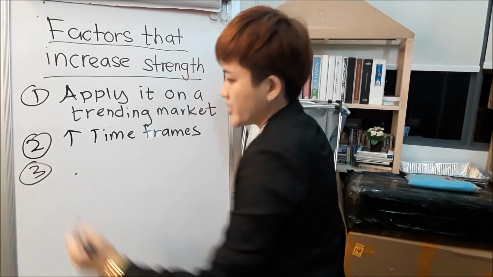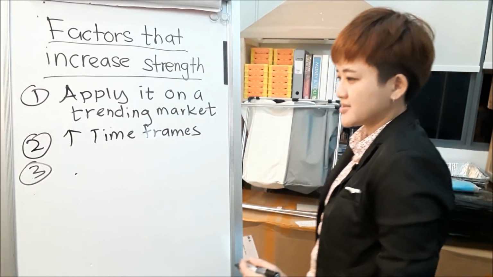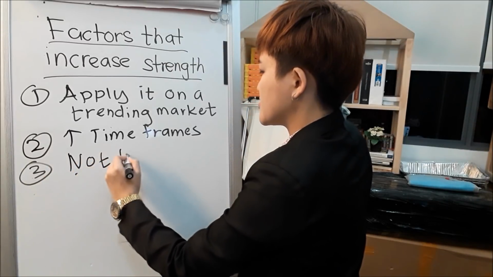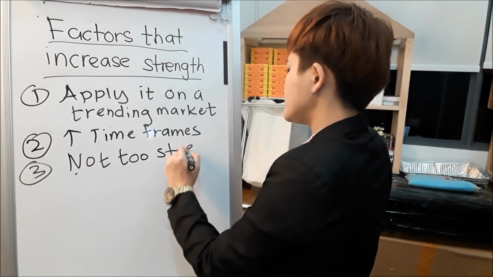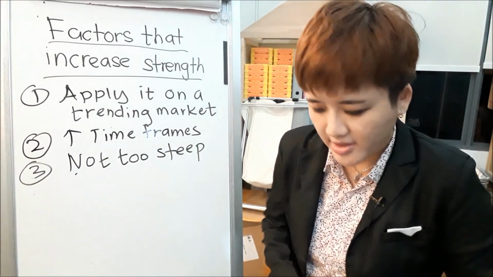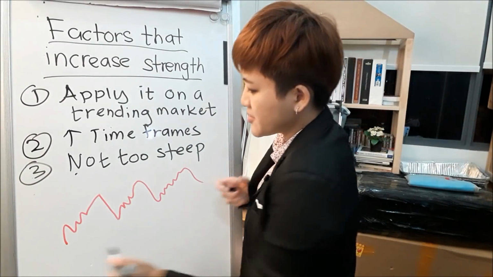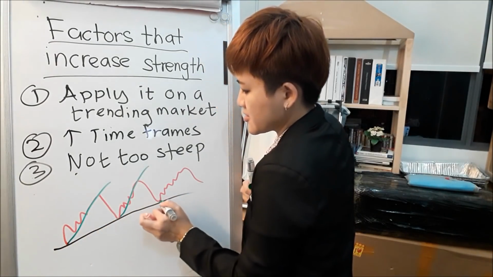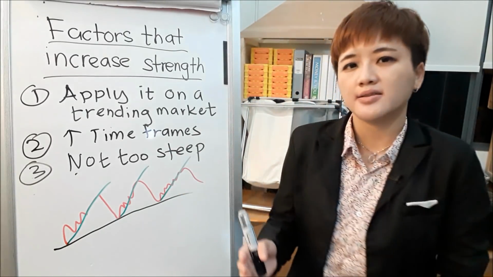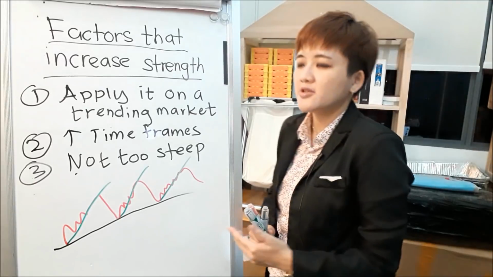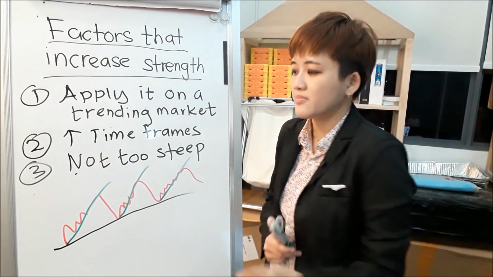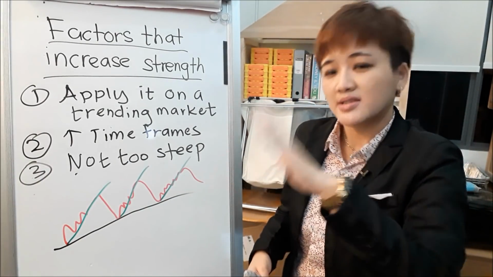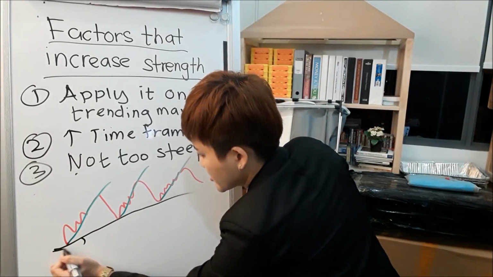Okay, and then the third way you can increase the strength is to make sure that your trend line is not too steep. So if you realize the example I showed you just now, there was a major trend line, there were minor trend lines that goes like this just now, and you realize that most of the time minor trend lines, they not only last for a shorter period of time, but they are steeper. This means that the angle from the horizontal level is steeper.